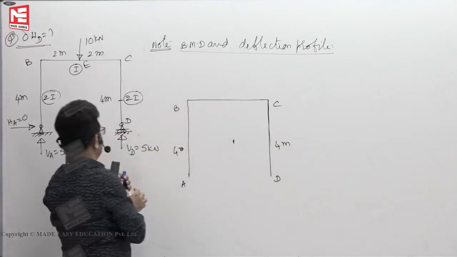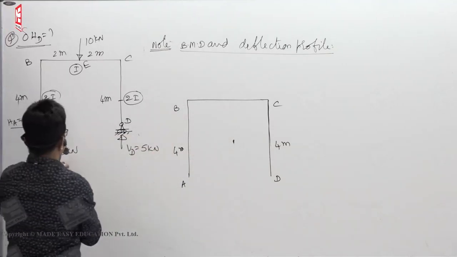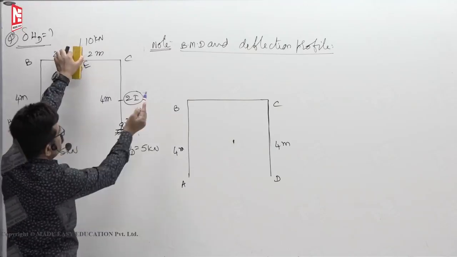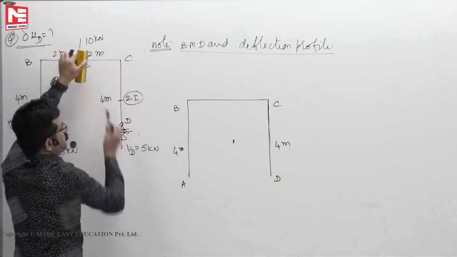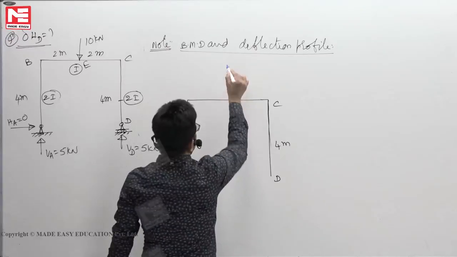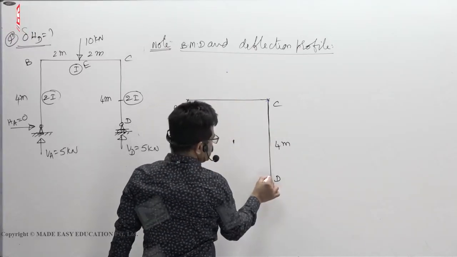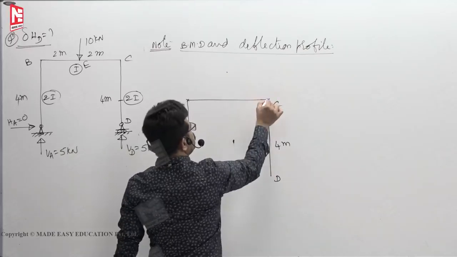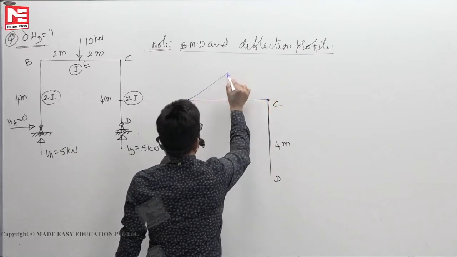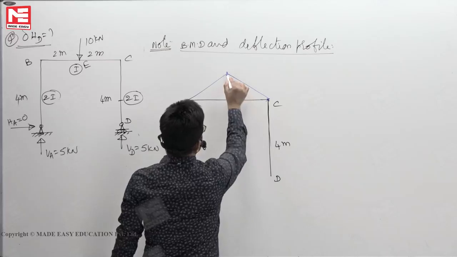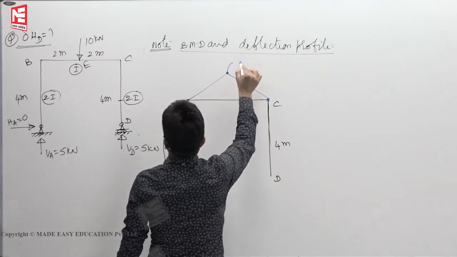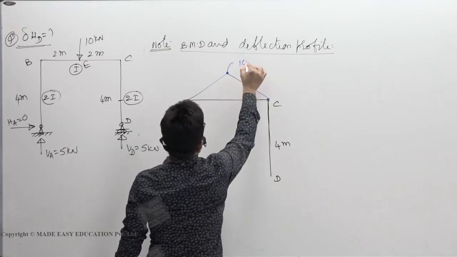Next, what's the bending moment at E? Stand at E, look right side. 5 into 2, 10. So 10, you mark it. Here it is 0, here it is 0. Because once it is 0, say up to here it is 0 only. So your bending moment diagram goes something like this. This value is 5 into 2, 10 kilonewton meter.